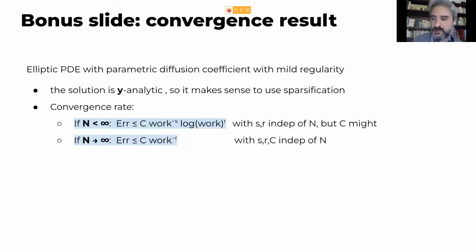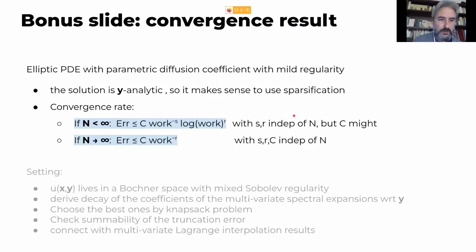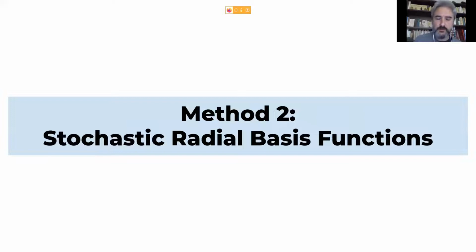Now, MISC, by now there's quite a literature on that. There are some convergence results on MISC. They are only, of course, for PDEs that are simpler than the one I'm actually using now. So the results that we have are for elliptic PDEs with parametric diffusion coefficient, under the assumption that the solution is Y-analytic, so it's very smooth with respect to the random parameters. There are two different results. One is for N finite, and one is for N going to infinity. But the results are what you would expect, essentially. I can go back to the setting later on. I would rather go to the second method now.